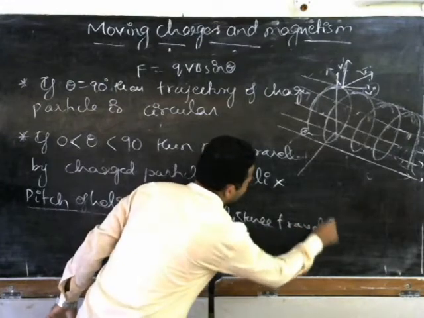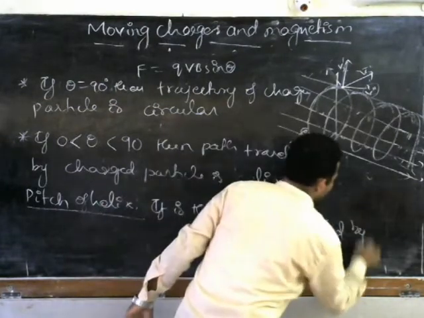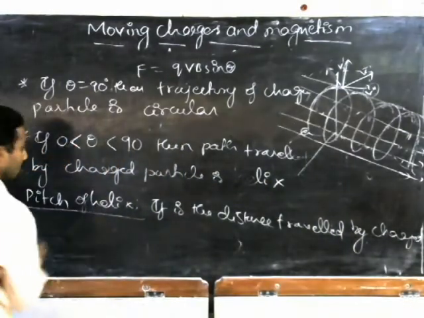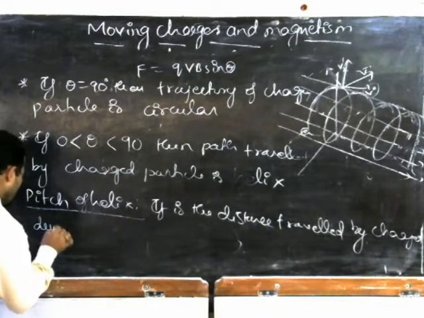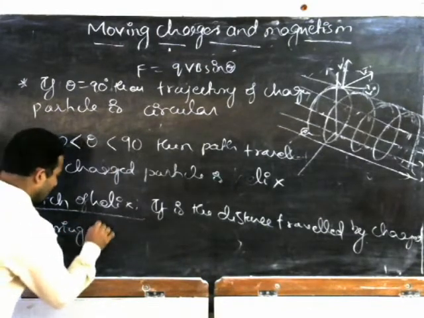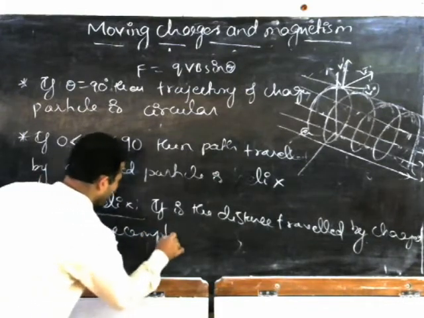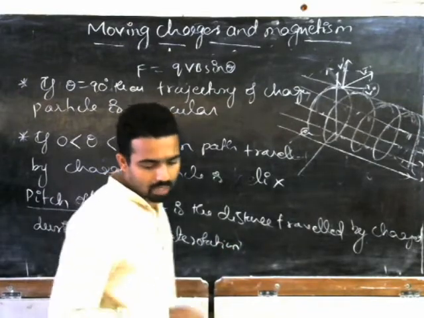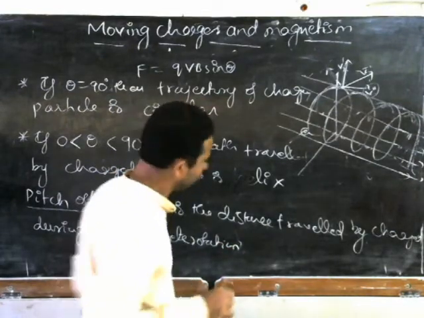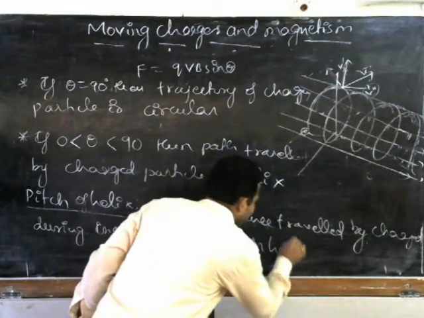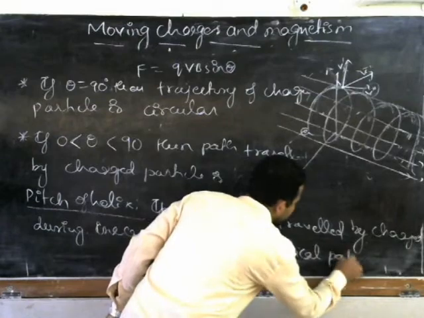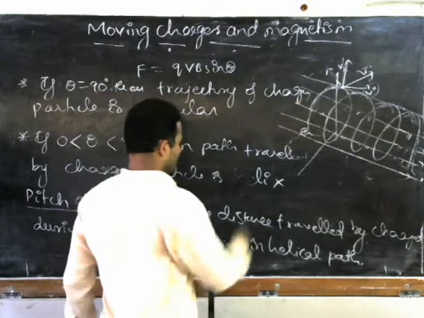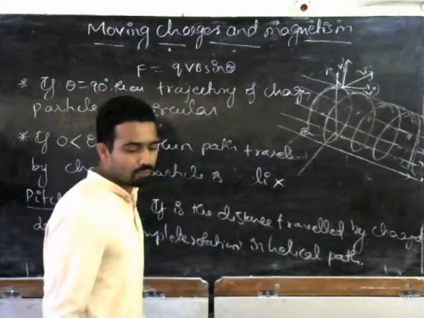So pitch of a helix is the distance travelled by the charged particle during one complete rotation in the helical path. That is known as the pitch of a helix. It's a complete rotation. So the equation for this is as follows.